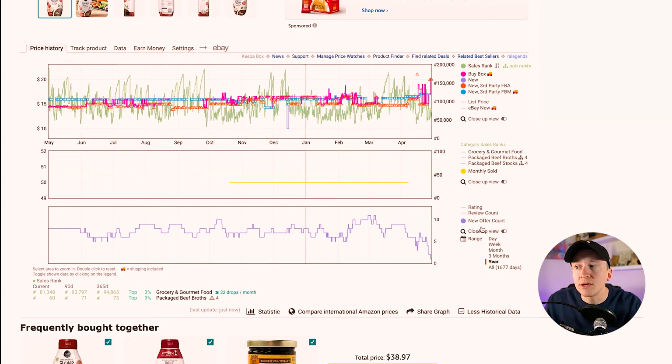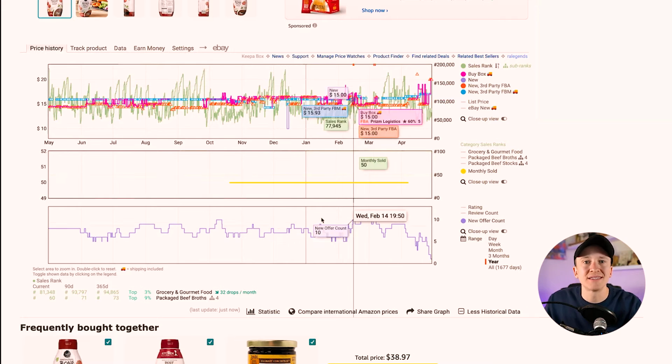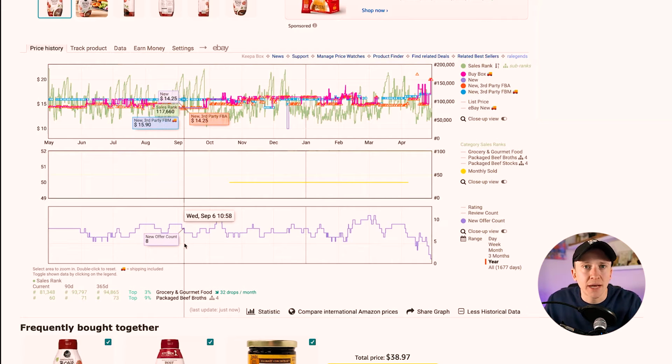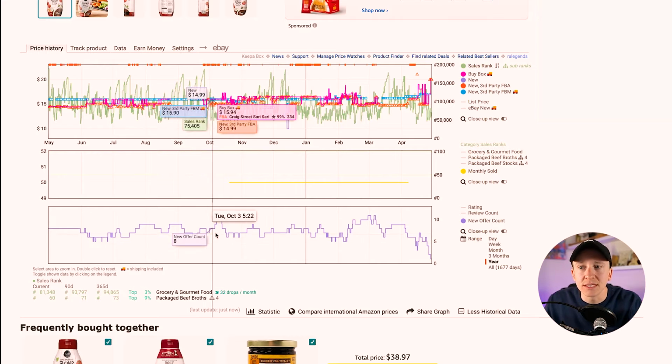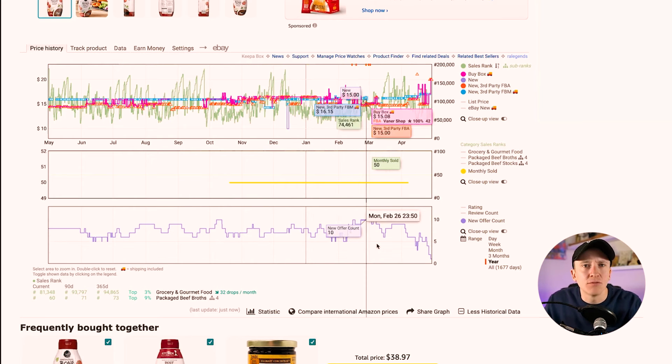And then the third thing that you're looking at is this new offer count. This is the competition that we can expect, or that we can see for the history of this listing. We can see all of that information and kind of what that trend is.